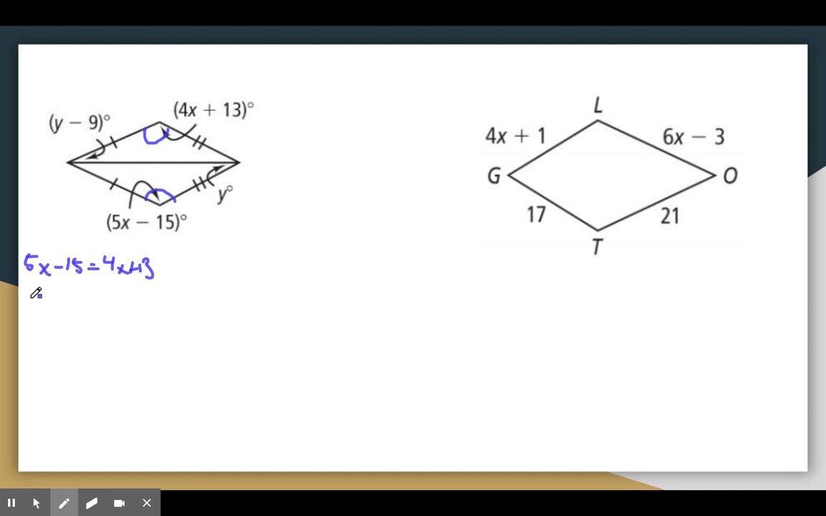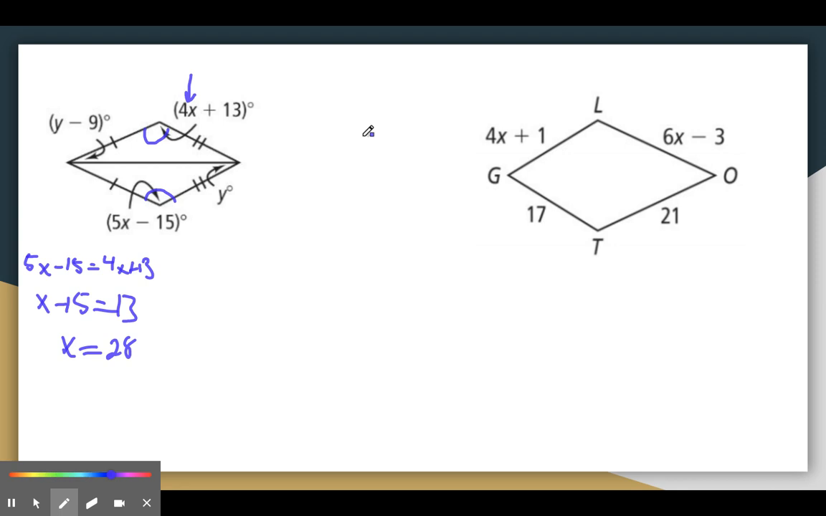Subtract 4x, we end up with x minus 15 is equal to 13. Add 15 to both sides. x is equal to 15 plus 13, which gives you 28. So that means x is 28. We can plug that in to find out that both of those angles, 4 times 28 plus 13, is 125. That means both of these angles are 125 degrees.